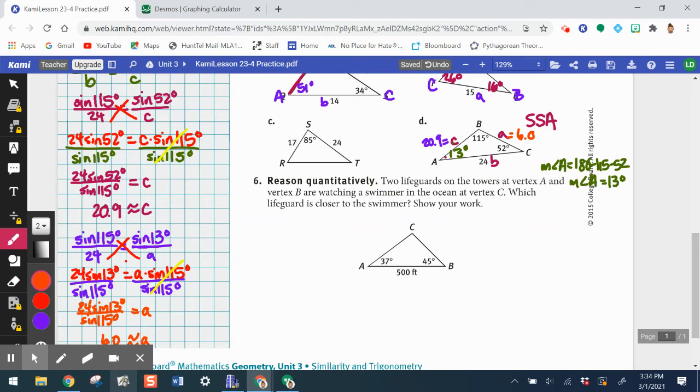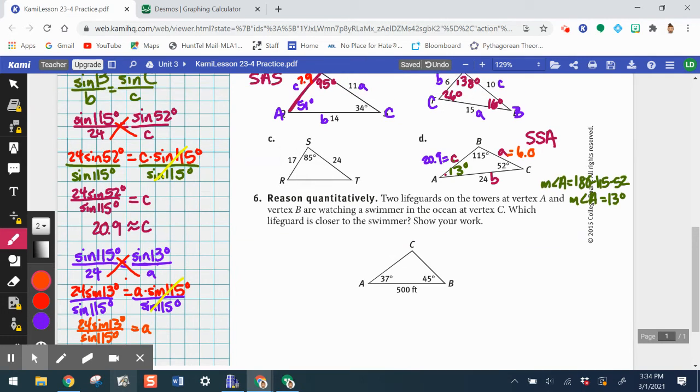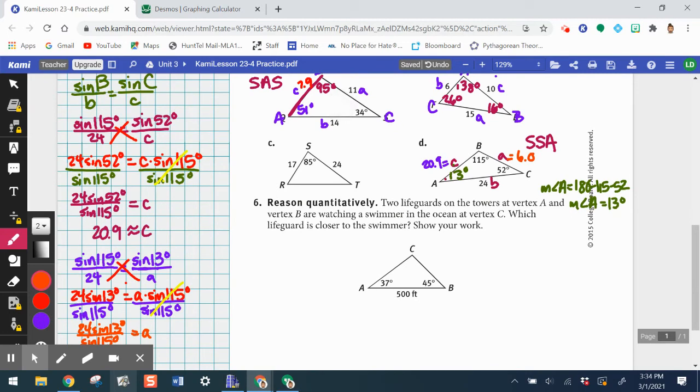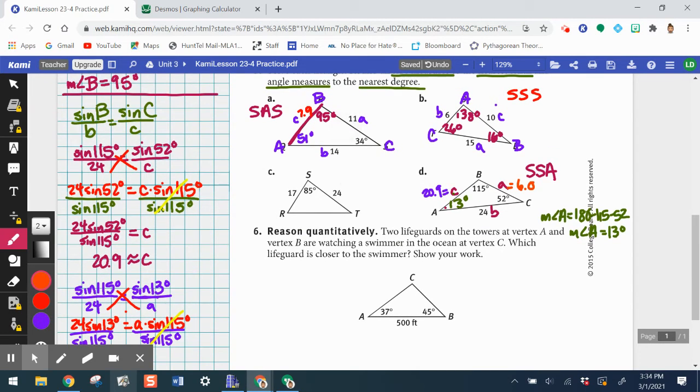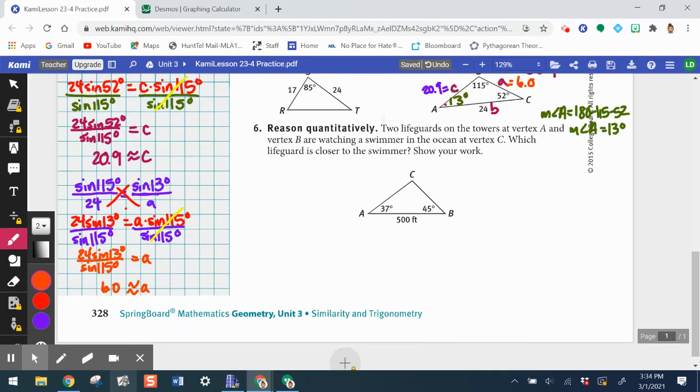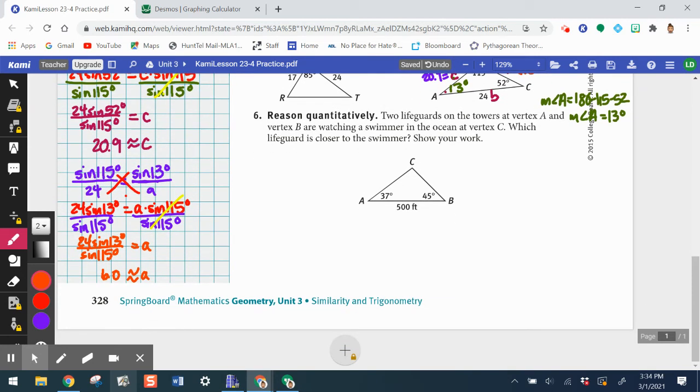So as stated before, we are going to skip C, although it's great practice. It's just like item A, so probably going to use the same route because we have two sides and the included angle. So let's complete 6, putting it back in context, kind of like how your test will be. It's always good to see these problems back in a real-world context.